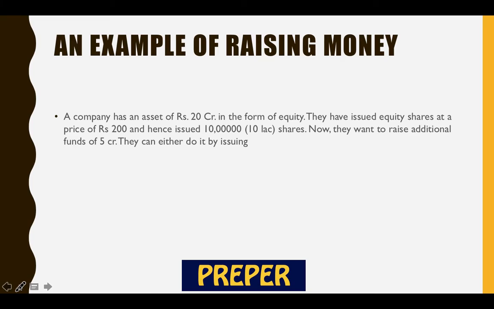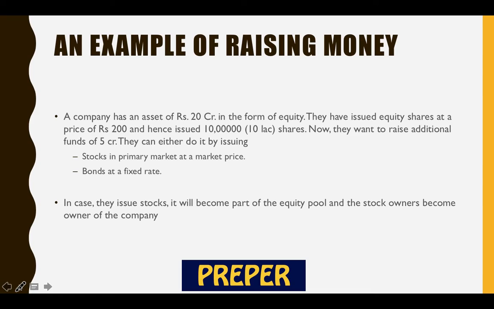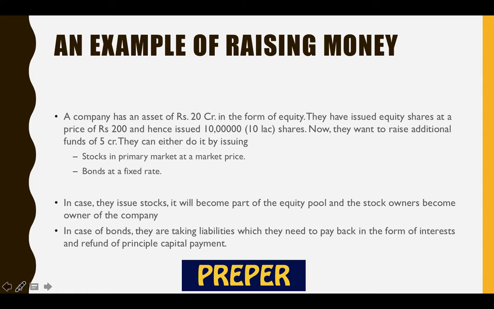Let me take an example of raising money. For example, a company has 20 crores in the form of equity. They have issued equity shares at 200 and hence issued 10 lakh shares. Now they want to raise additional funds of 5 crores. They can either do it by issuing stocks in the primary market at a market price or bonds at a fixed rate. In case they issue stocks, it will be part of the equity pool and the stock owners become the owner of the company. In case of bonds, they are taking a liability. So bond is a liability. They have to pay it back. It's a debt. In the books of the company, it would be shown as debt.